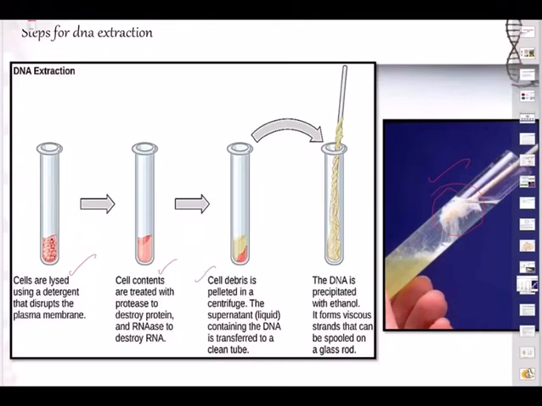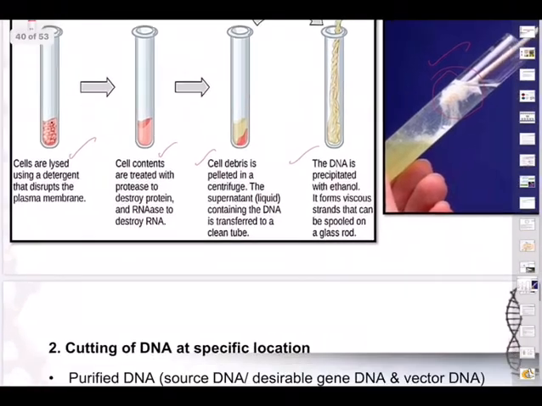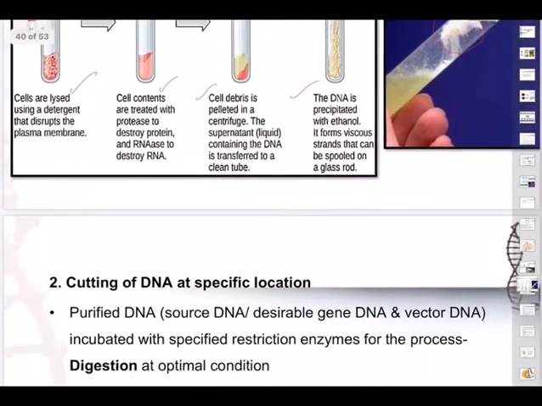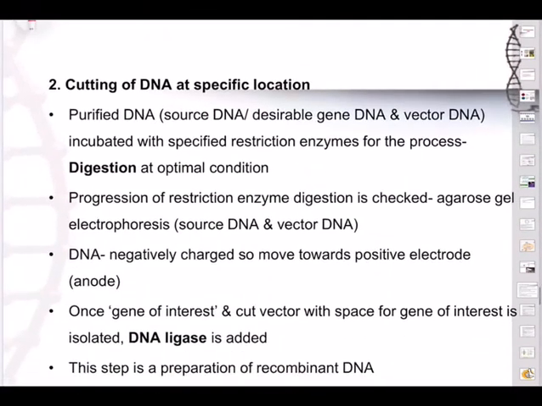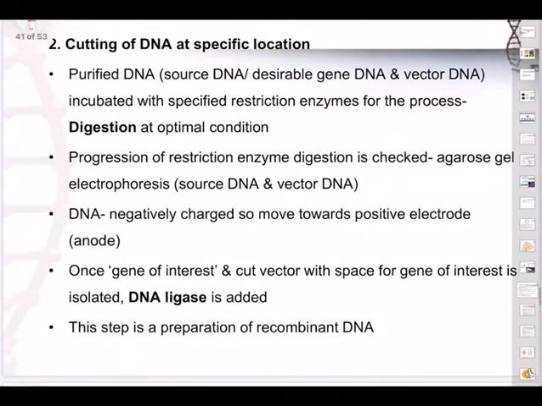So this is how we get threads. The DNA is precipitated with ethanol. It forms viscous strands that can be spooled on a glass rod. So each one of you will be performing this experiment and extracting the DNA. And here you can also see the cutting of DNA at specific locations.